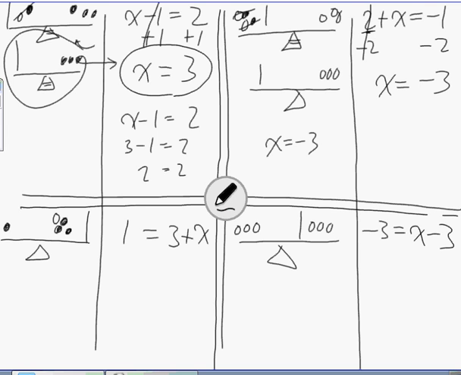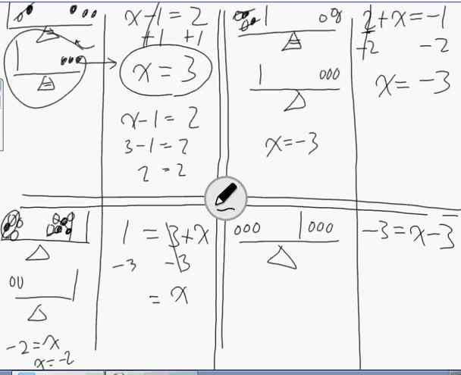So in the modeling, I'm going to put 3 negatives here because I want to create zero pairs here. And I'm going to put 3 negatives over here. When I do so, I'm left with x by itself on this side and just 2 negatives left over here because this one created a zero pair. And therefore, negative 2 equals x, or x equals negative 2. I could say it either way. The value of x is negative 2. On the other side, I'm going to subtract 3 from both sides to create a zero pair. X is going to be equal to the sum of 1 and negative 3, which is negative 2.